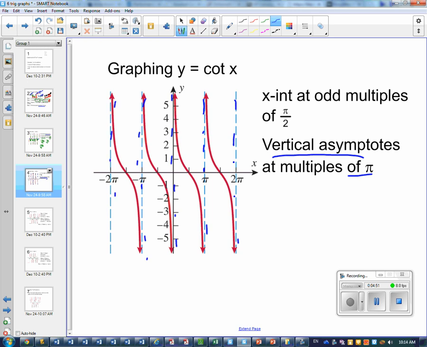And then in between, at the odd multiples of pi over 2, that's where our x-intercepts are. 3 pi over 2, 1 pi over 2, any odd multiple. And then the main difference, other than flipping the x-intercepts and your vertical asymptotes, is that tangent is going up to the right, cotangent is going down to the right.